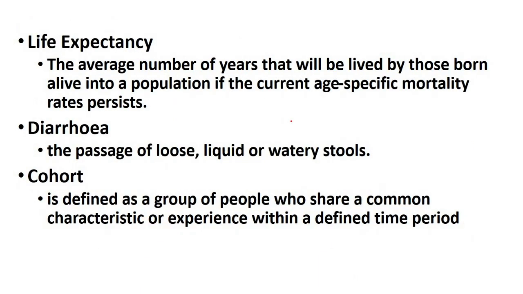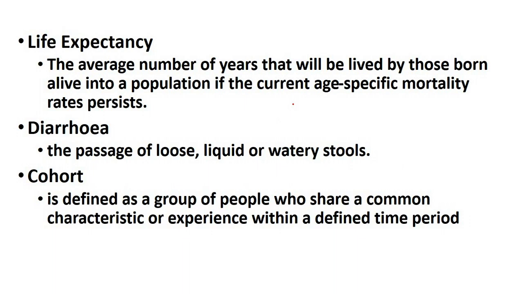Now we are moving to life expectancy. It is the average number of years that would be lived by a person who is born alive into the population if current age specific mortality rates persist. So life expectancy is nothing but the average number of years a person can live in a particular population with the currently existing age specific mortality rates. So it is the average number of years that will be lived by those born alive into a population if the current age specific mortality rates persist.